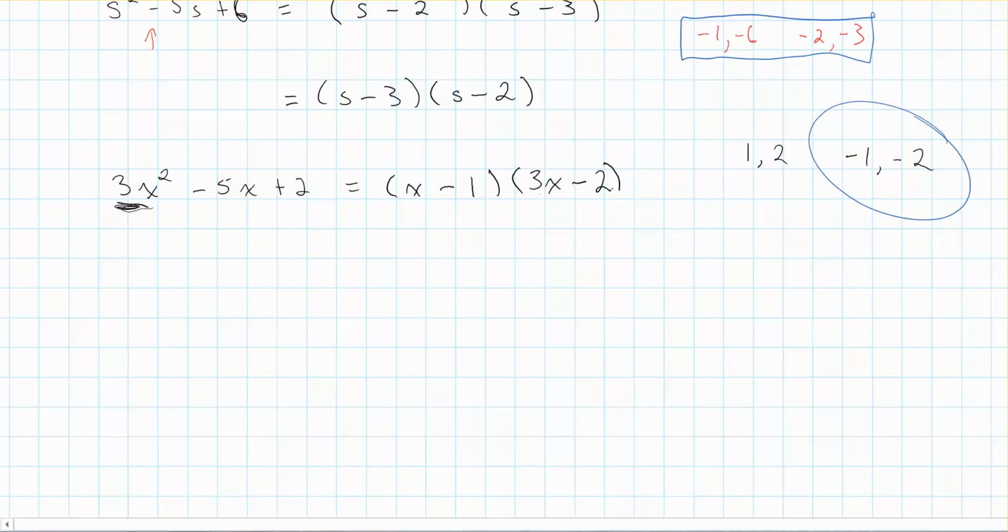Now we can double check. Multiply the outside, you get negative 2x. Multiply the inside, and you get negative 3x. Negative 3x plus negative 2x is negative 5x. All right, now there is also factor by grouping. I encourage you to review that on your own. I'm not going to go over that.